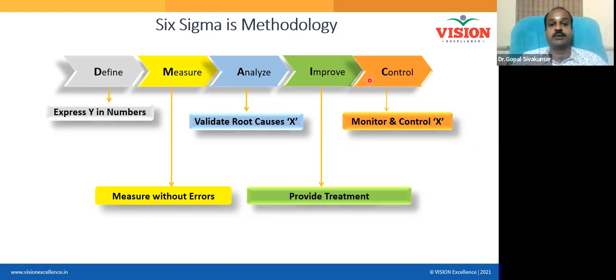Otherwise, you might reduce the defect rate from 10% to 2%. Again, within 3 months, it will be 10% again. Do you think that is a Six Sigma project? No. A problem once solved should be solved forever. And that is why we have the control phase. An important tool to be mastered to work effectively in the control phase is the control chart.